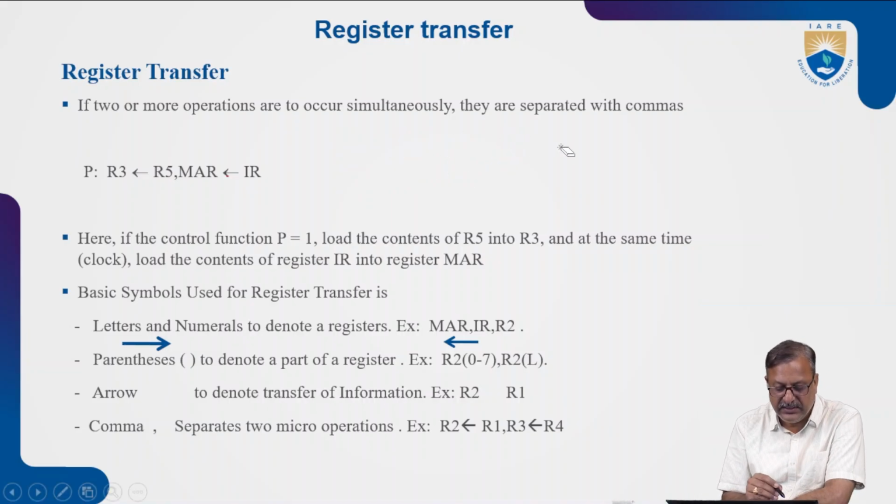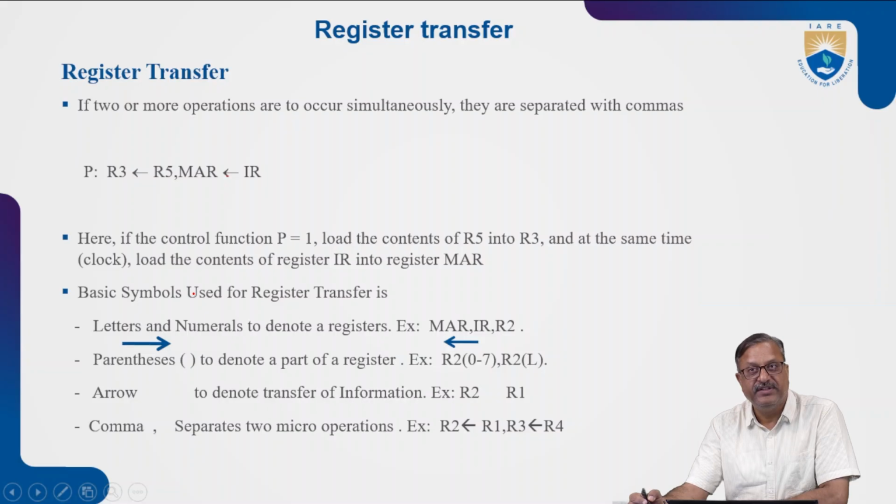Next one. Here, if the control function P is equal to 1, the contents of R5 are moved into R3. At the same time, the contents of register IR are loaded into the register MAR, the memory address register.